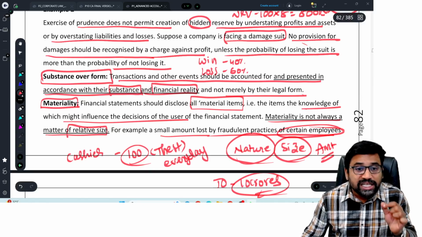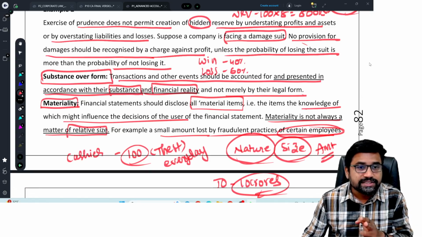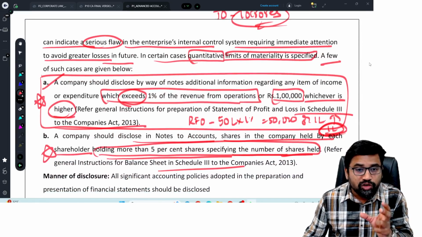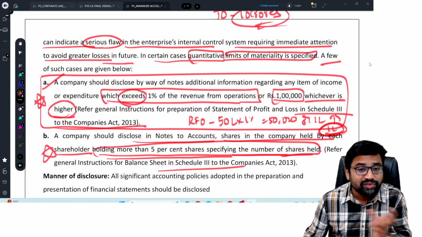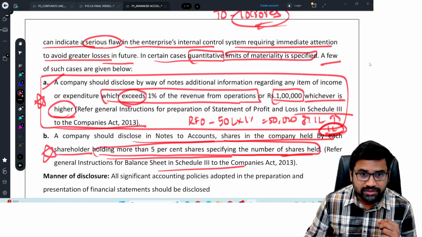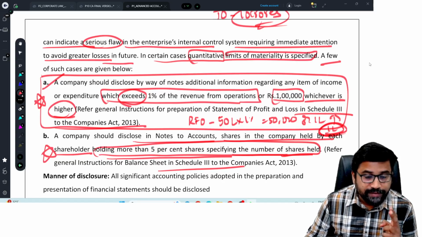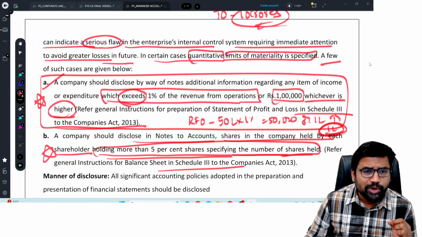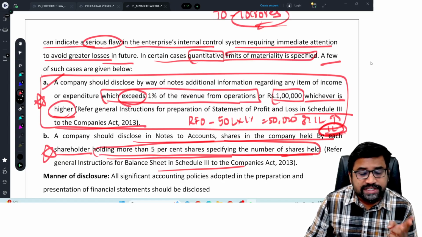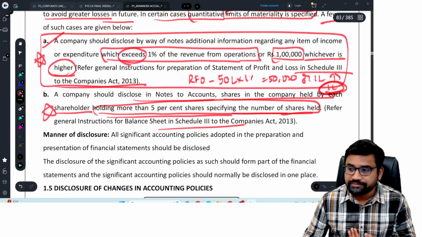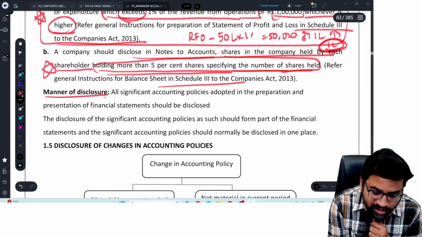of financial statements. Materiality depends upon two things: nature and size. You cannot always judge from the size point of view. The best example I told you: a small amount of cash is misappropriated by the cashier every day. Definitely it is a material item, because it shows the lack of internal control systems in the organization. And also two examples are there from Schedule 3. First one, in Schedule 3, any income or expenses exceeding 1% of revenue from operations or 1 lakh, whichever is higher, has to be disclosed separately. Second, as per Schedule 3, a shareholder holding more than 5% of the shares has to be disclosed separately.